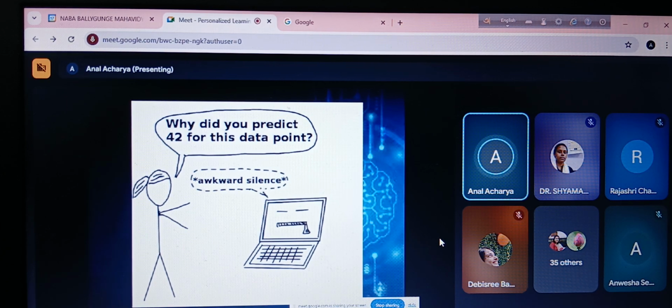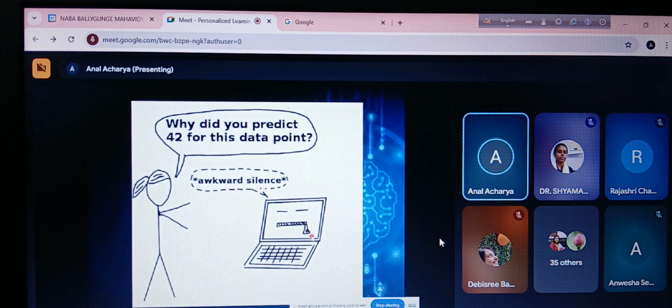As an example, let us say a student is to appear in an exam, right? And a certain machine learning algorithm, based upon his previous results, says that he should get 42 for the exam. Now, obviously, the student is free to ask, why do you think I will get 42? What is the logic behind the prediction that I will get 42 for the answer? So, if it is just AI, there will be an awkward silence.